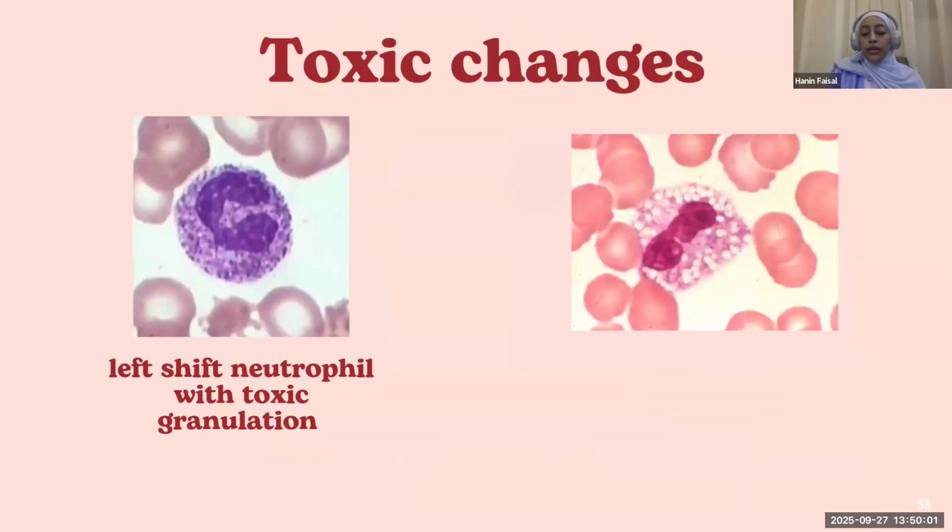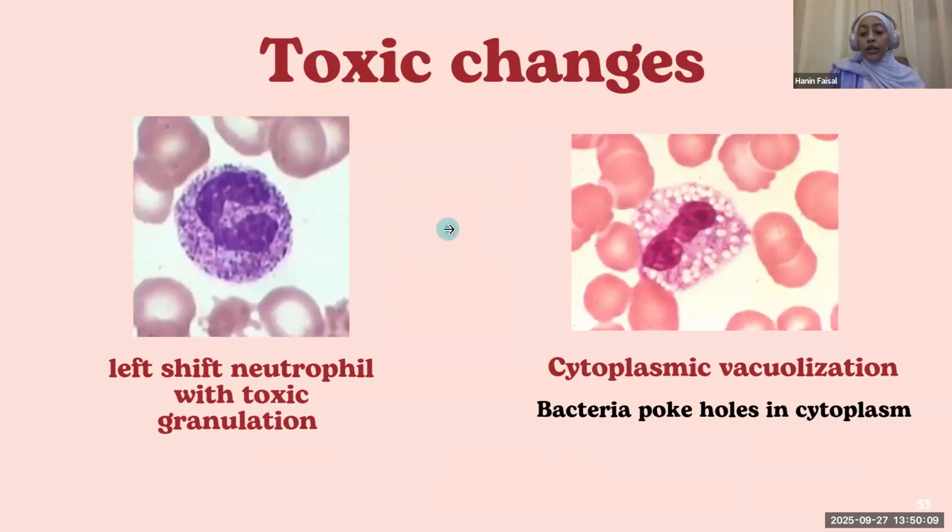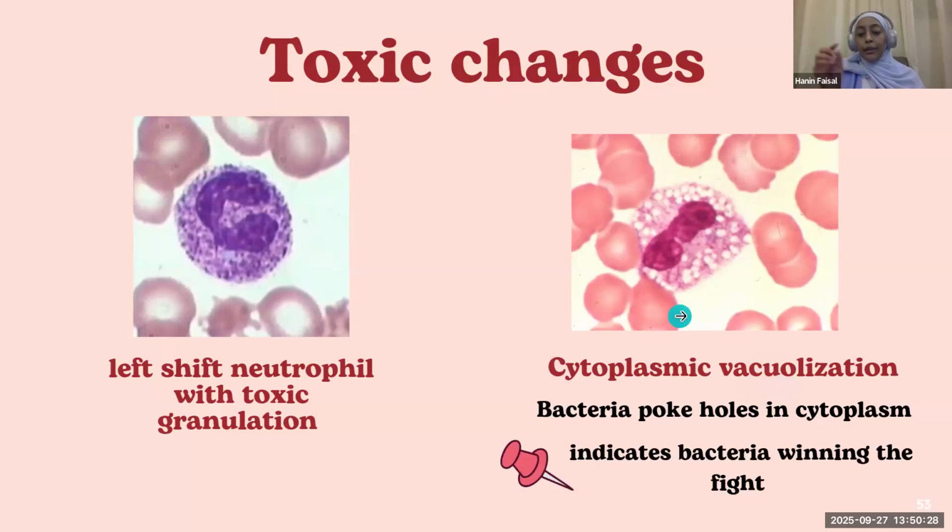Now, there are some toxic changes. Let's say the neutrophil is fighting this pathogen, engulfing the pathogen, since neutrophils do phagocytosis of the bacteria. Let's say the bacteria is the one winning this fight. You can see something called cytoplasmic vacuolization, which is basically the bacteria poking holes in the cell. They might give you this picture and ask what this is. You have to know cytoplasmic vacuolization. And when does it happen?